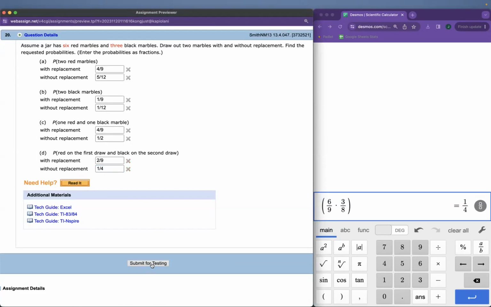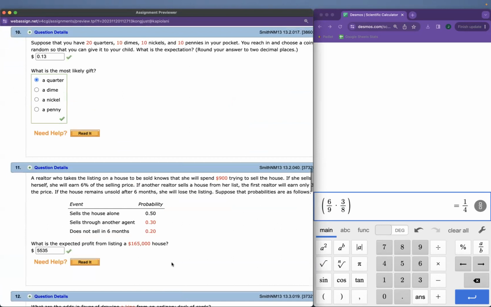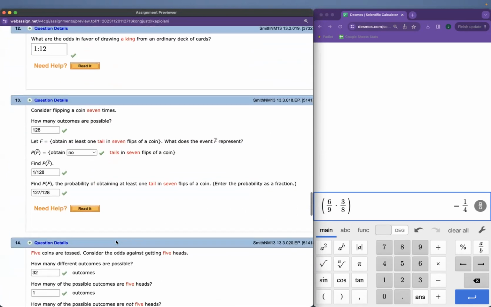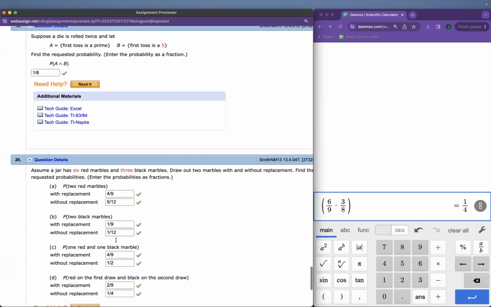All right, let's check. We're checking 11 through 20 here, yeah? Okay, 11 is good, 12, 13, 14, 15, 16, 17, 18, 19, 20. Sweet.